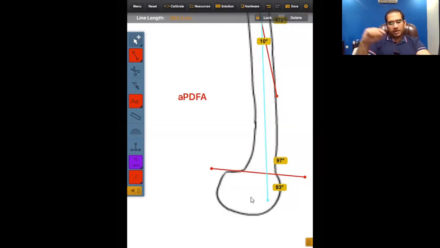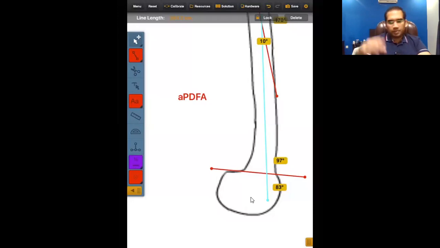The knee is posterior. Sorry, I said distal tibia. The knee is posterior, the ankle is anterior. All you need to remember is this. Another thing, the angle in the tibia is 80 degrees and in the femur is 83 degrees.